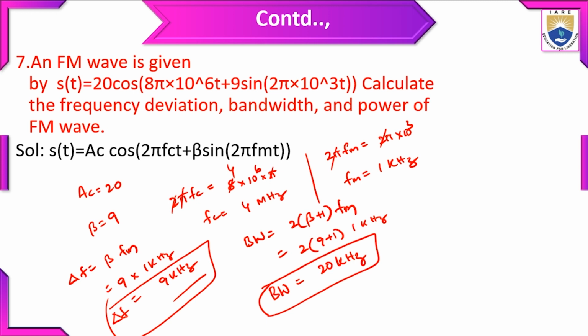And power of FM. So third bit is power. Simply you can know that power P equal to AC square by 2R. They have not given any resistance value, so taken as unity. So what is AC? 20. So 20 into 20, 20 square simply by 2. So 400 by 2, you can take it as 200 watts. So the power of the FM is 200 watts.